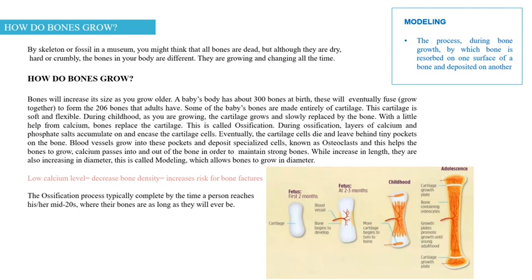Calcium passes into and out of the bone in order to maintain strong bones. While increasing in length, bones are also increasing in diameter. This is called modeling, which allows bone to grow in diameter. Low calcium level equals decreased bone density, which increases the risk for bone fractures. The ossification process is typically complete by the time a person reaches his or her mid-20s, when their bones are as long as they will ever be.